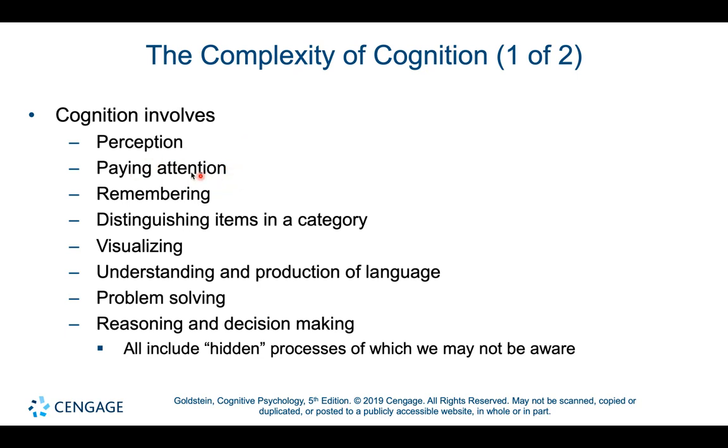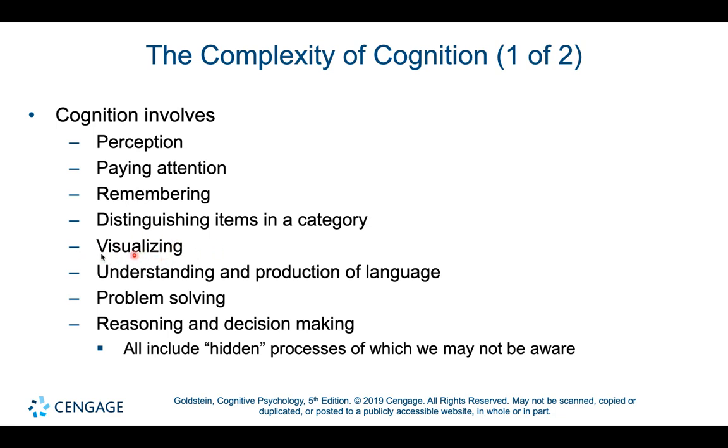We then have to pay attention to that information. We have to try and remember that information. We have to categorize that information. We have to maybe think about that information. We can visualize it, right? You can think about things that are not right in front of you, right? If I ask you all right now to imagine an elephant wearing a trench coat, you could do it, even though you've probably never seen an elephant wearing a trench coat.